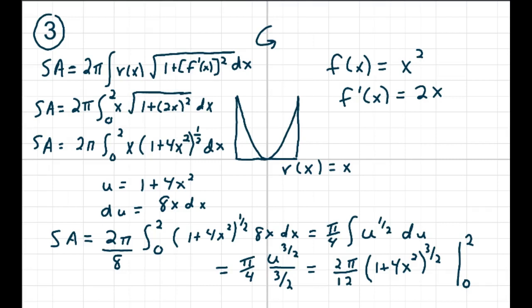That simplifies to pi over 4, and we perform our u substitution, where 1 plus 4x squared turns into u, so that's u to the half, and your 8x dx turns into du. Using the power rule, we add 1 to a half to get 3 halves, so you have pi over 4 times u to the 3 halves divided by that same 3 halves. Flip-flopping that upside down, we get 2 pi over 12 times the quantity replacing u with what it is, 1 plus 4x squared. That's being raised to 3 halves power and being evaluated from 0 to 2.